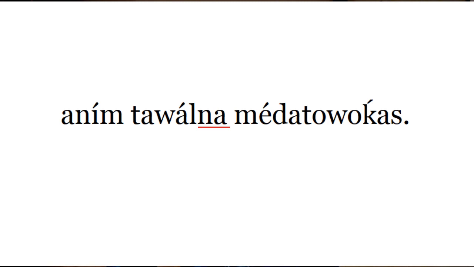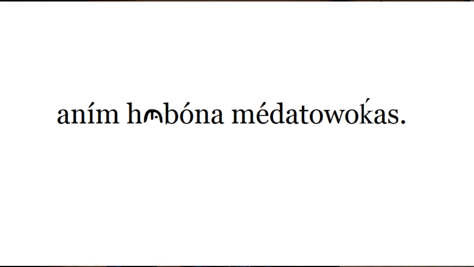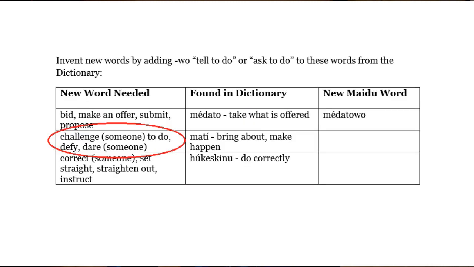You're bidding for the job, or in Maidu, towards the job. I made an offer on that house. Next one. What if you wanted to say dare, like you're daring somebody to do something? We have a word, mati, bring about, make it happen. You could add the wo infix to mati. Mati wo, tell somebody to make it happen. Dare them to do it.